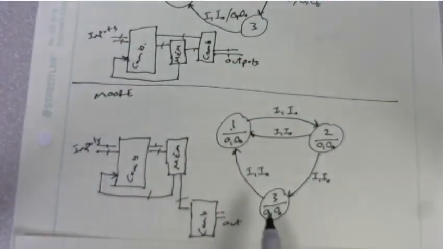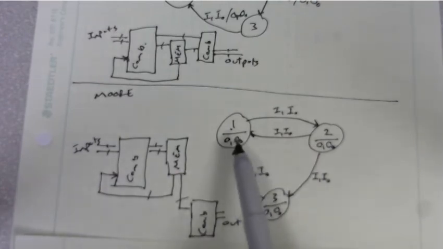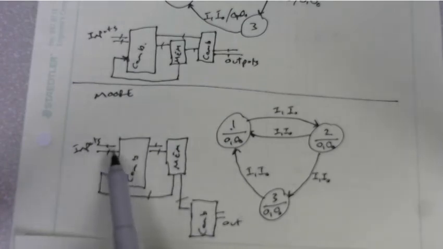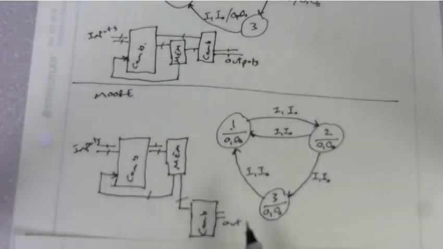A Moore machine does not care how you got to that state. As long as you're in state 1, these are the outputs. It doesn't care if you came from state 2 or state 3. As long as you're in state 1, these are your outputs. And you can see that in the block diagram. Here, the outputs are only a function of the current state. It is not a function of the inputs. And that's the big difference. This is what we're going to stick with, the Moore machines, in class.